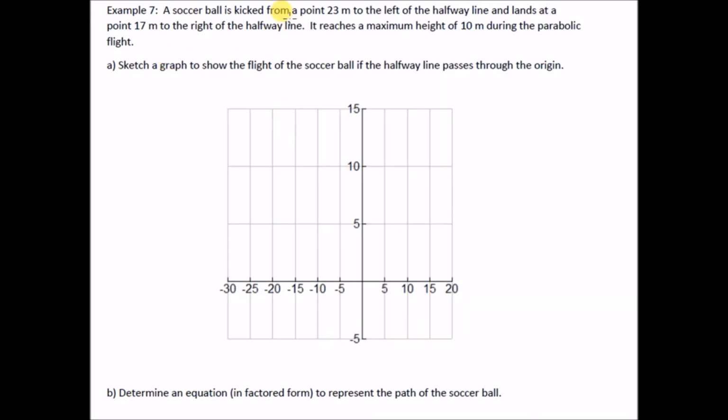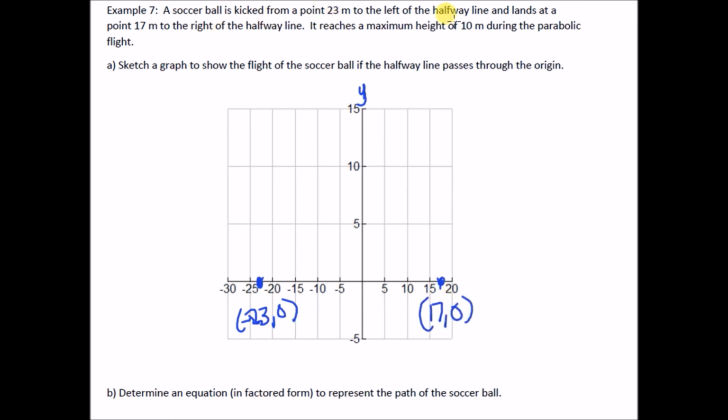A soccer ball is kicked from a point 23 meters to the left of a halfway line. So this y-axis is going to be the halfway line. So it's 23 meters to the left, which is going to be negative 23, comma 0. And lands at a point 17 meters to the right of the halfway line. So let's go 17, comma 0.